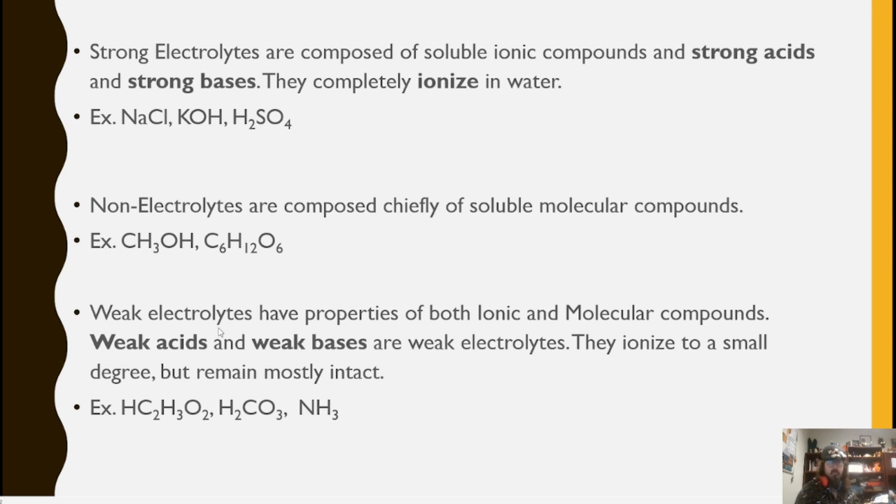Weak electrolytes have properties of both ionic and molecular compounds. Weak acids and weak bases are weak electrolytes. They ionize to a small degree, but largely remain intact. So acetic acid, which is HC2H3O2, carbonic acid, and ammonia are examples of weak acids and weak bases. Those would be weak electrolytes.